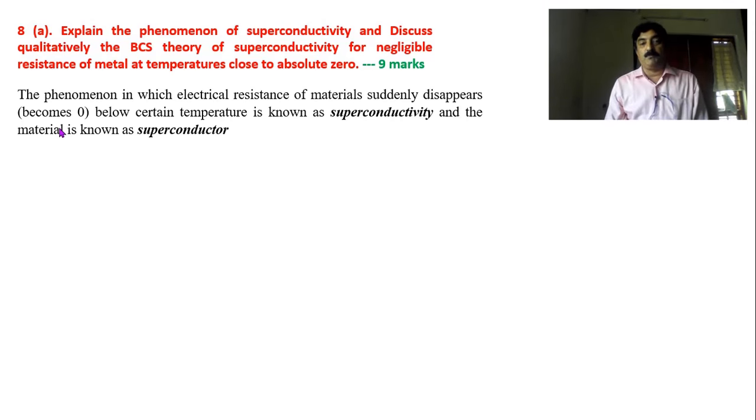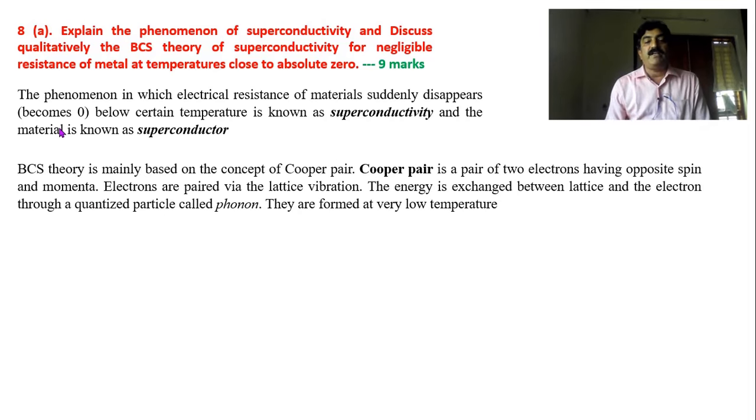BCS theory was proposed by 3 scientists, Bardeen, Cooper and Schrieffer. B for Bardeen, C for Cooper and S for Schrieffer. This theory is totally based upon the formation of Cooper pairs. First you explain what is a Cooper pair. See here, BCS theory is mainly based on the concept of Cooper pairs. A Cooper pair is a pair of 2 electrons having opposite spin and momenta.